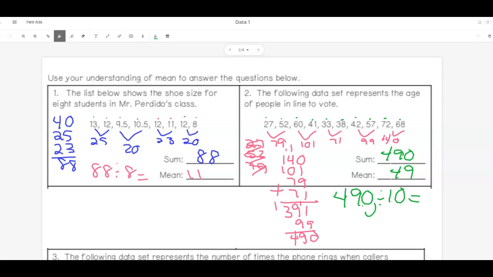Stop playing, guys. You took my calculator. You took my mechanical pencil.